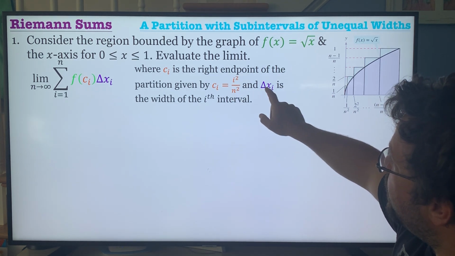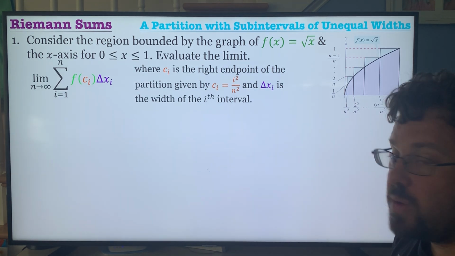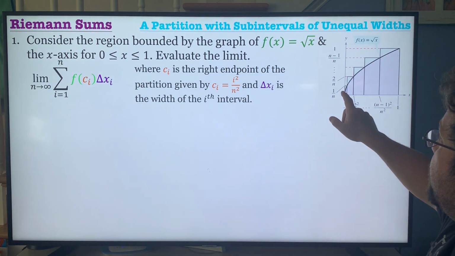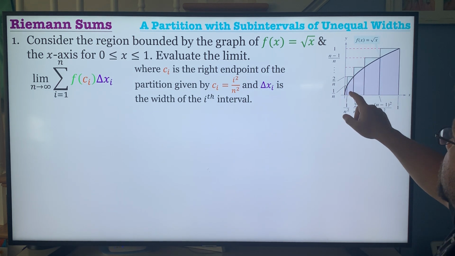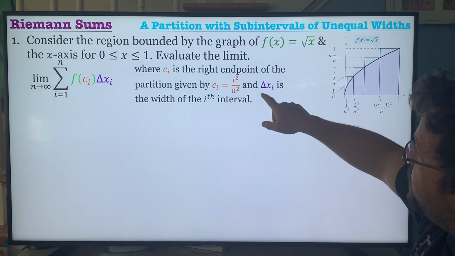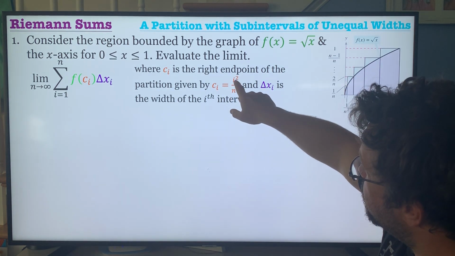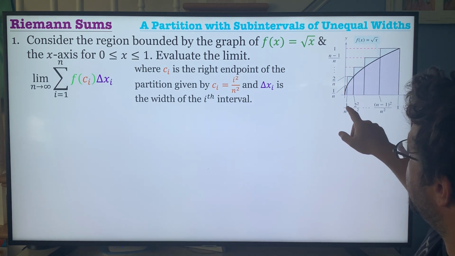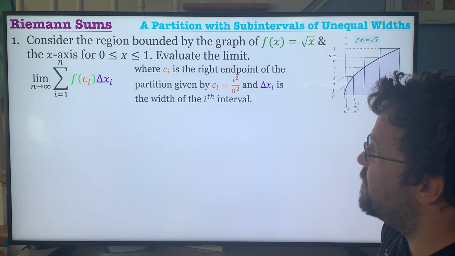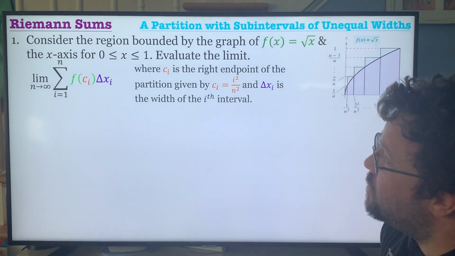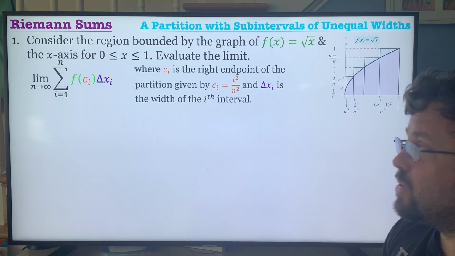Now, delta x i, this piece right here, is the width of the ith interval. So whatever interval you're on, for instance 1, 2, 3, 4, 5, it would just be the ith interval, so 1 squared, 2 squared, 3 squared, 4 squared, that's where we got these, over n squared. That's how you end up finding the widths. So we're going to expand this, solve this, and later on we're going to be able to do it all together.